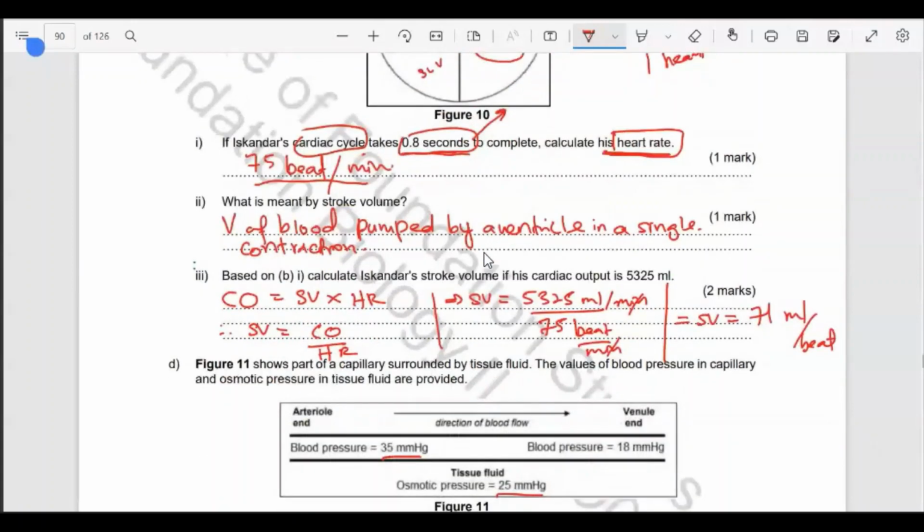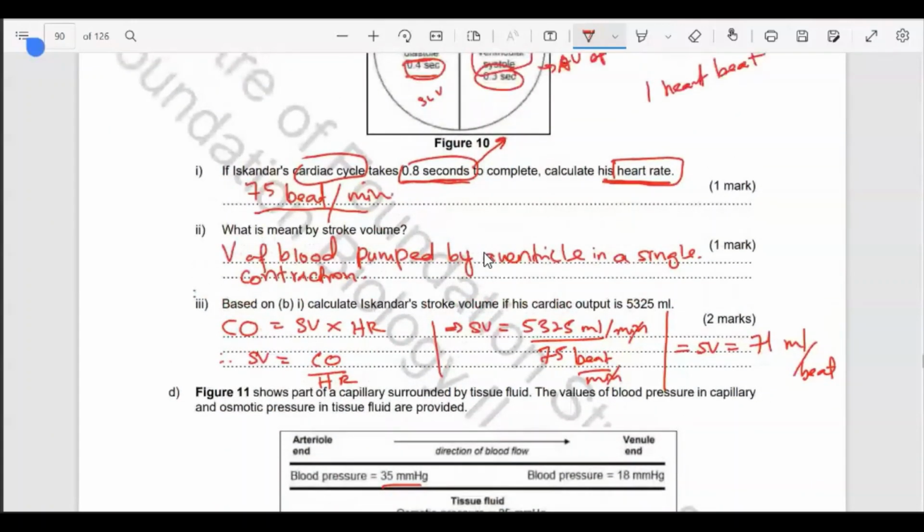And then for the second question, what is meant by stroke volume? Okay. So stroke volume is the volume of the blood pumped by a ventricle in a single contraction. Okay. So that is the stroke volume. Berapa jumlah darah yang dipump keluar daripada ventricle dalam satu single contraction.